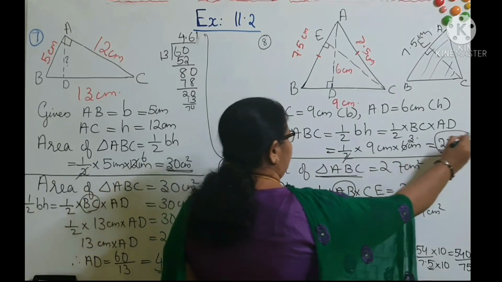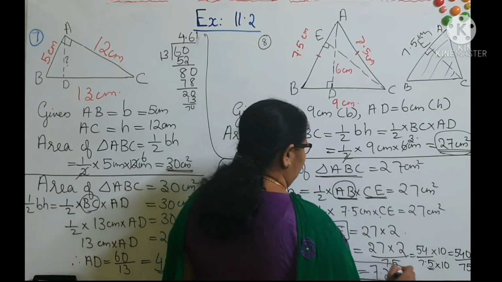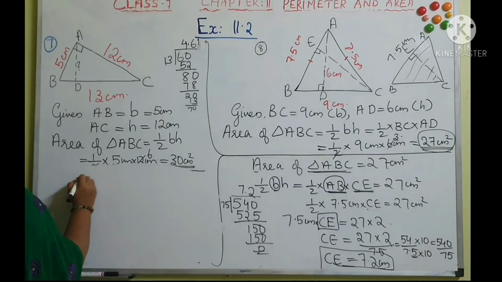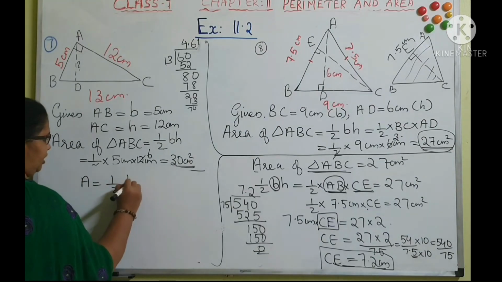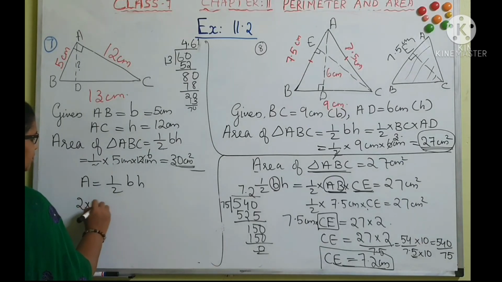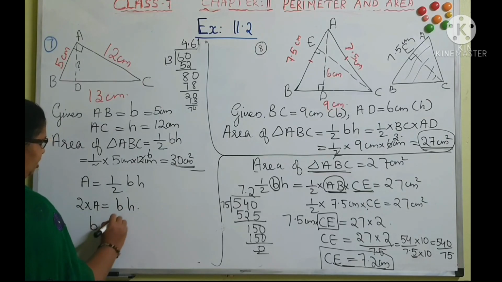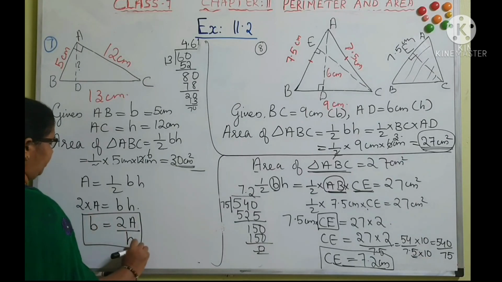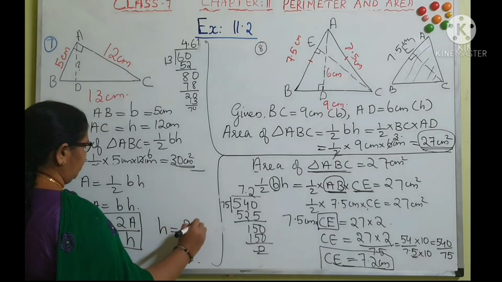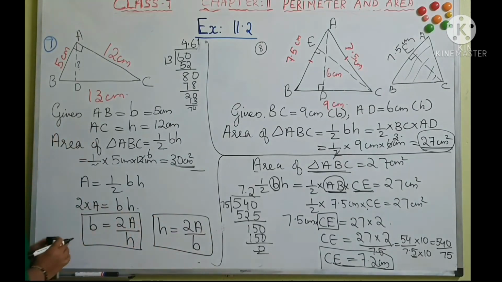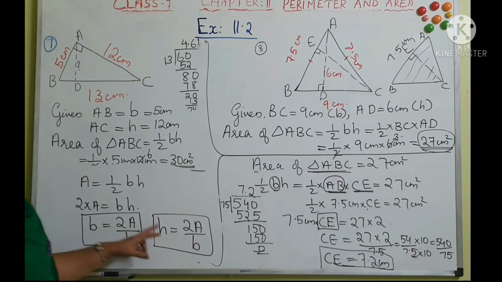So the area is 27 centimeter square and the length of CE is 7.2 centimeter. Area is equal to half BH for a triangle. Then 2 into area is equal to BH. Then B is equal to 2 area divided by H, and H is equal to 2 into area divided by base. Base is equal to 2 into area divided by H. H is equal to 2 into area divided by base.